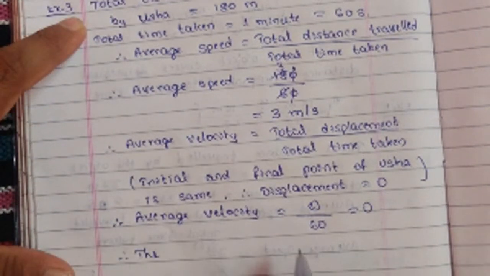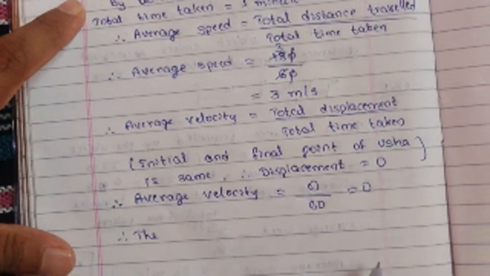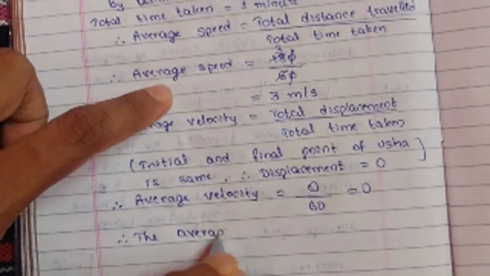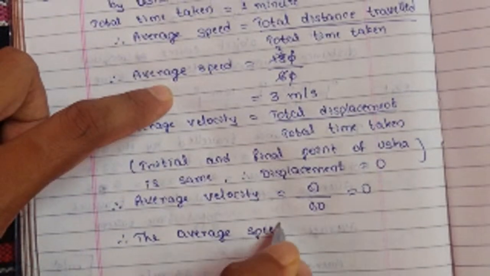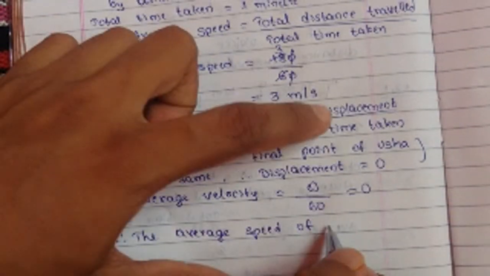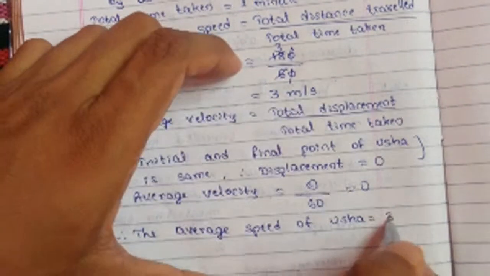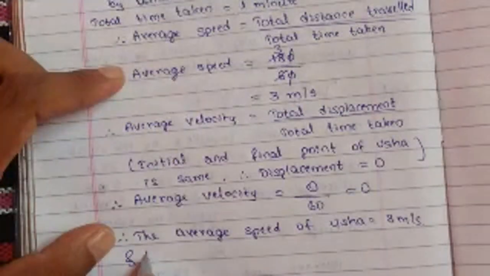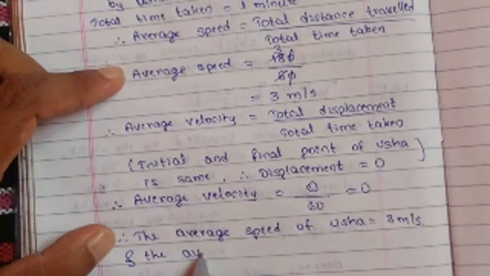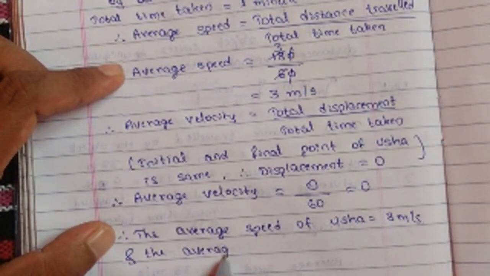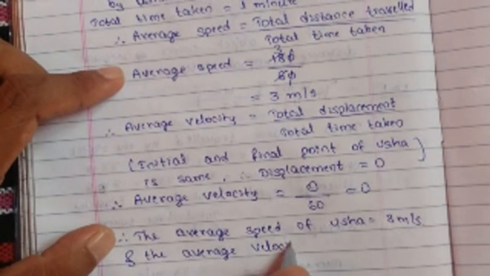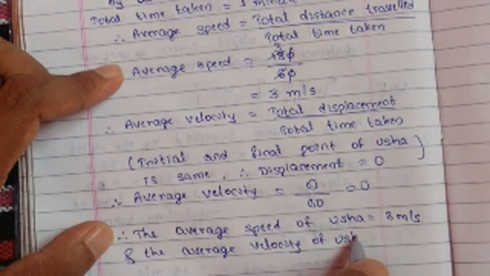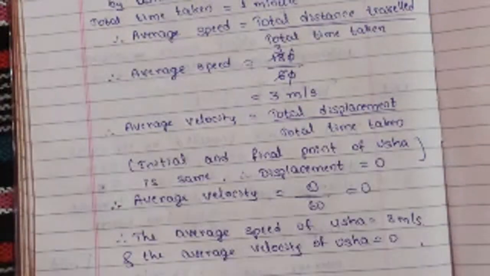So therefore the average speed of Usha is equal to 3 meter per second, and the average velocity of Usha is equal to 0.